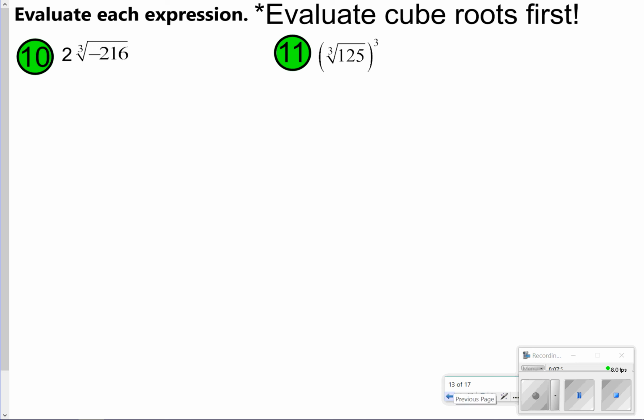The last part, you're just going to be evaluating the cube roots first and then solving the expression. So kind of like order of operations. Let's go ahead and take time now to pause the video here so you can try these 2. And once you're done, click play to check your work.